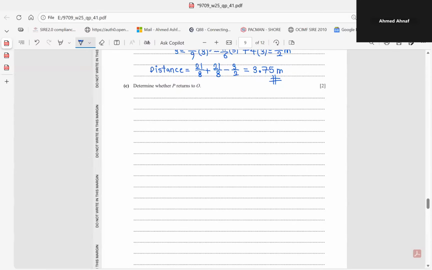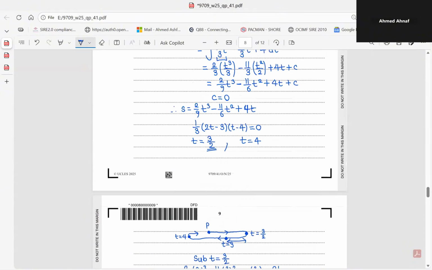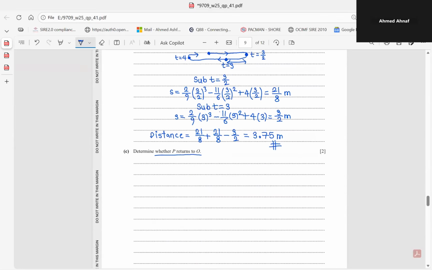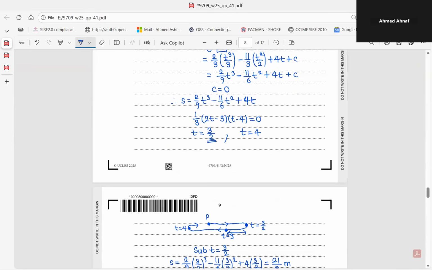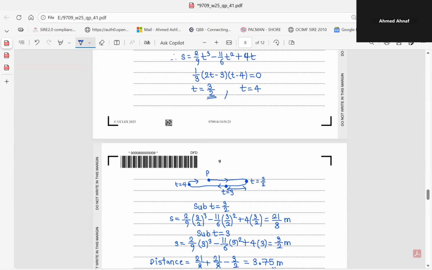Okay, so for the final part, we need to determine whether P returns to O. So we have to take note of the fact that when P returns to O, the displacement is going to be 0. And since we have the displacement expression in terms of t, we can just equate it to 0 to find out, and see whether it fits our domain for t. Okay, so let's copy it down.